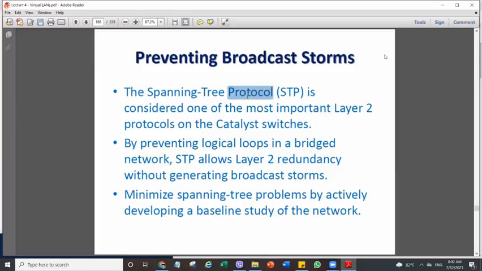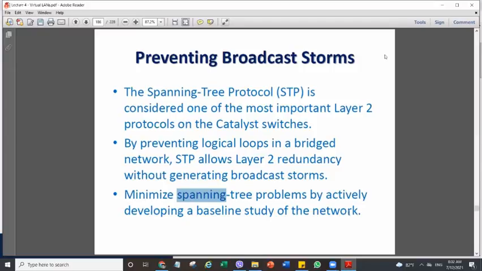Spanning tree protocol is considered one of the most important layer 2 protocols on the catalyst switch. Yes, true. Preventing logical loops is also true. Minimize spanning tree problems by actively developing a baseline study of the network.